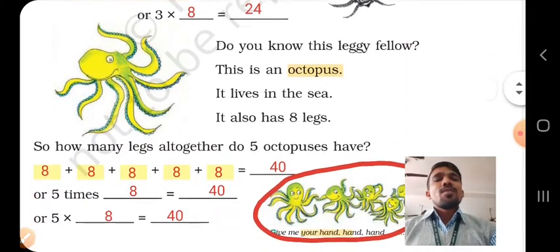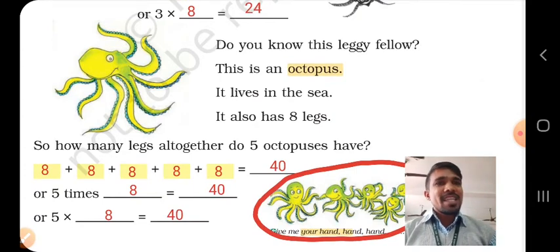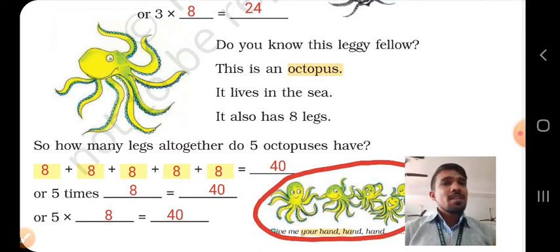Next leggy animal. Who is our next example? Do you know this leggy fellow? Yes, we know this leggy fellow. Who is this? Everyone? Yes, it is an octopus. Where does it live? It lives in the sea. It also has 8 legs, similar to the spiders. This octopus also has how many legs? 8 legs. Now we are going to count the legs of this many octopus.